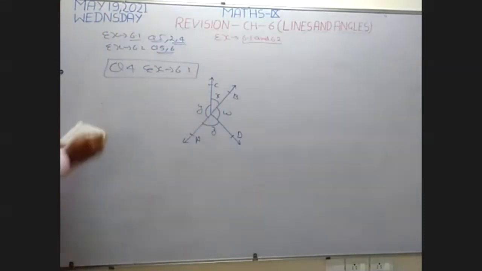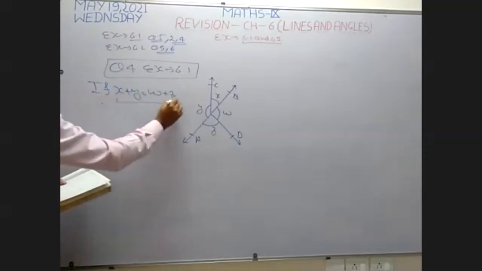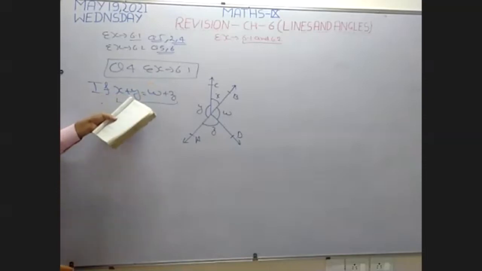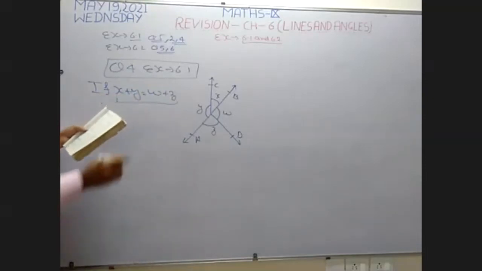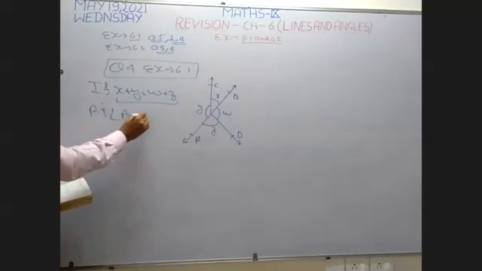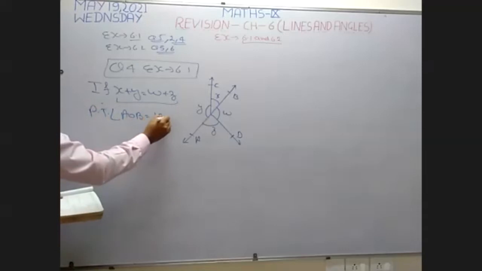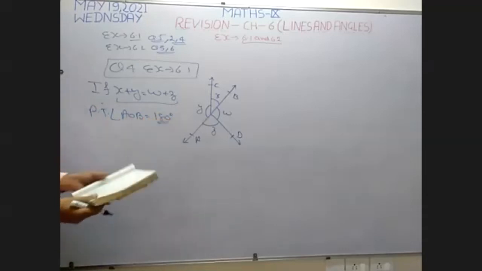What is given? X plus Y equals W plus Z. This one is given in the question, that the sum of these two values is equal to W plus Z. Then prove that, in this question, we have to prove that AOB is a straight line. A straight line means I want to prove that it is equal to 180 degrees.